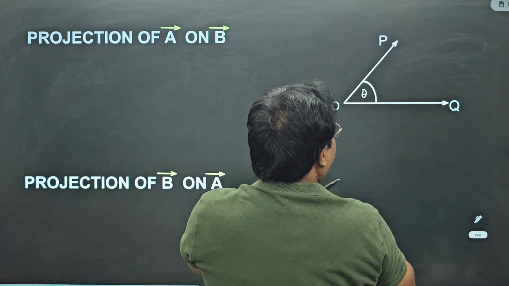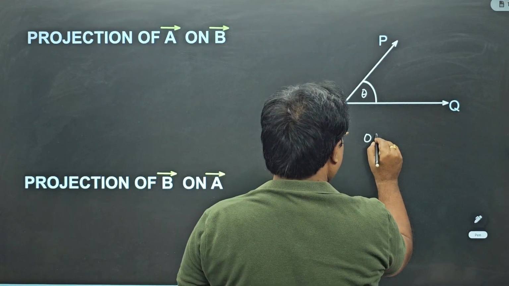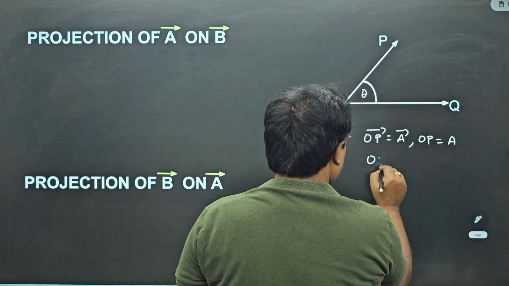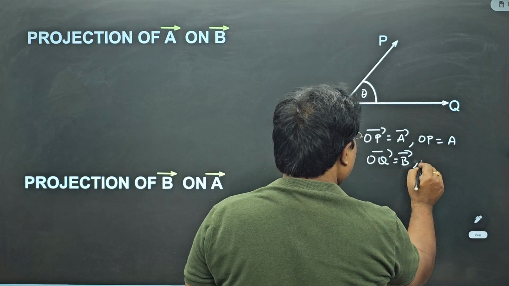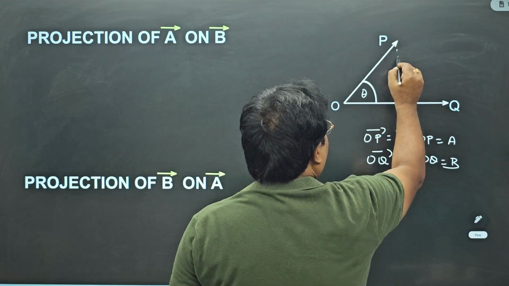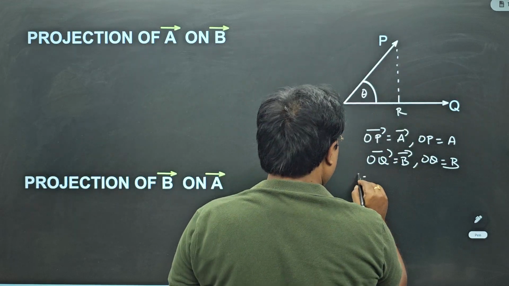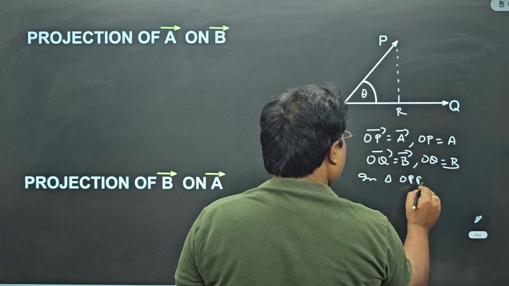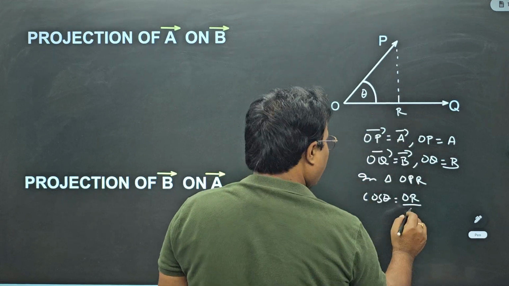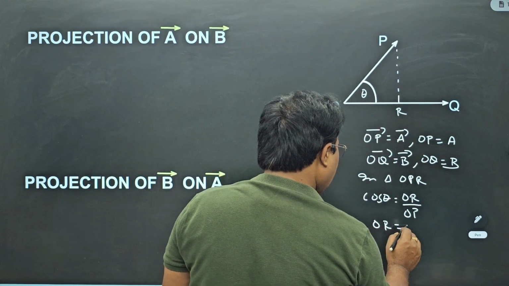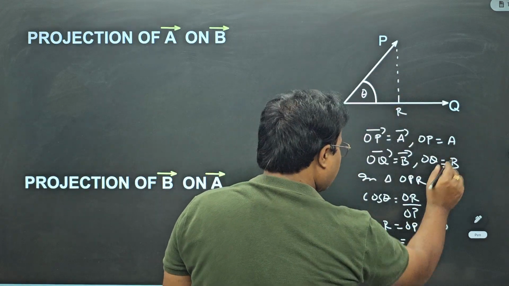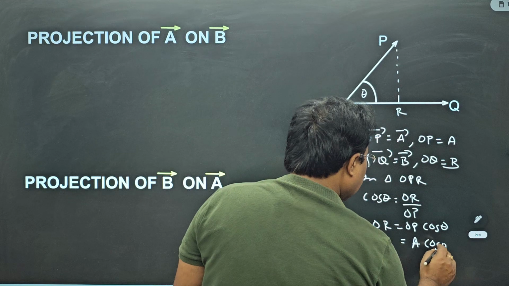Let us take OP vector as A vector. Then magnitude of OP is equal to magnitude of A. OQ vector is equal to B vector. Magnitude of OQ is equal to magnitude of B. My dear students, you draw a perpendicular from P. This becomes R. In triangle OPR, what is cos theta? Cos theta is equal to base by hypotenuse, OR by OP. What is OR? OR is equal to OP cos theta, that is equal to magnitude of A cos theta.